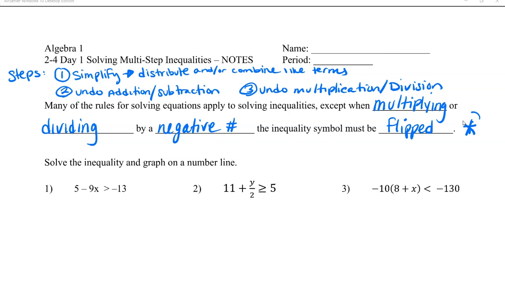And we use this little symbol here. I use it to remind myself to flip the inequality, but I also use it for feedback to you to make sure you remember to flip the inequality.